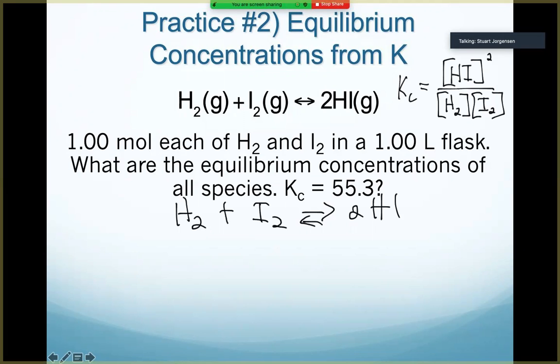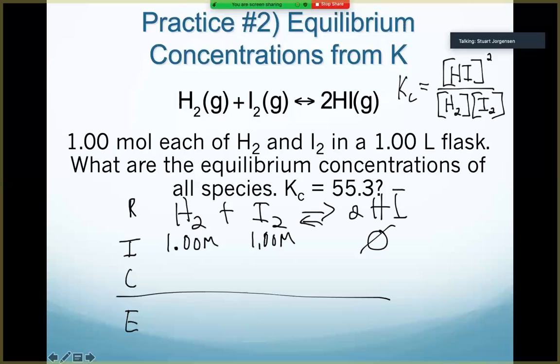Now we can start looking at some of the numbers we've got. Well, 1 mole divided by 1 liter, that's 1 molar. So here's our reaction. Our initial concentration, we've got 1.00 molar of this, 1.00 molar of this. And unless told otherwise, we can assume we don't have any of that product. Sorry, I'm trying to zoom in a little bit. Cool. I think that's all we know.